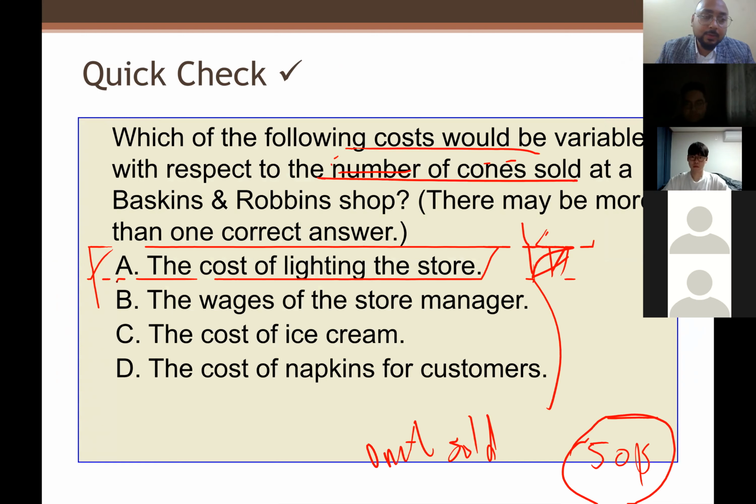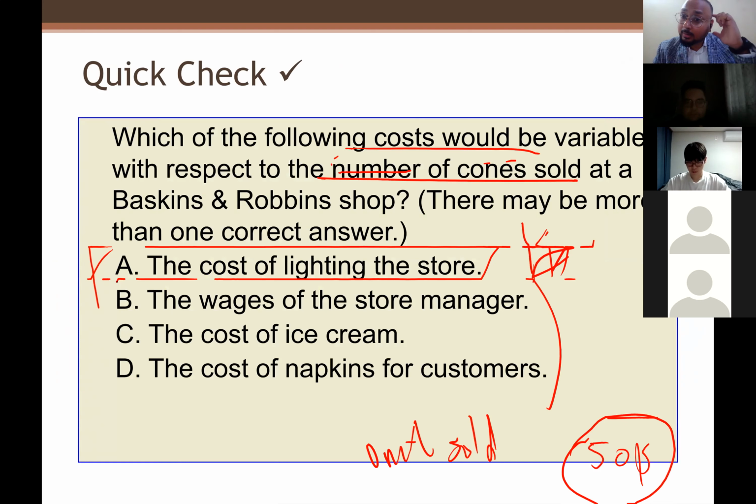Understood. Good. B, the wages of store manager. Variable or fixed? The wages of the store manager is? Well done, fixed, right? Whether you sell 1 cone or 2 cone, 3 cone, or a million cones, the store manager's salary is the same. Cost of ice cream.